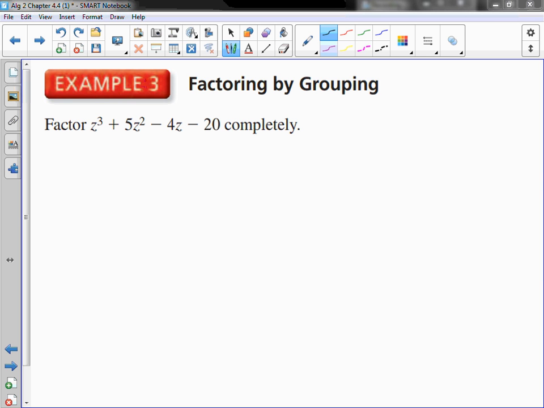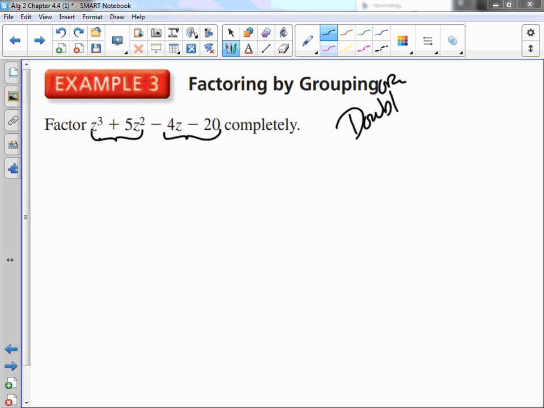Now, the last type of factoring we're going to look at is something called grouping. For the most part, what we're going to do is group the first two and the last two. Another way to think about this is double GCF, greatest common factor twice. That is really what grouping is.